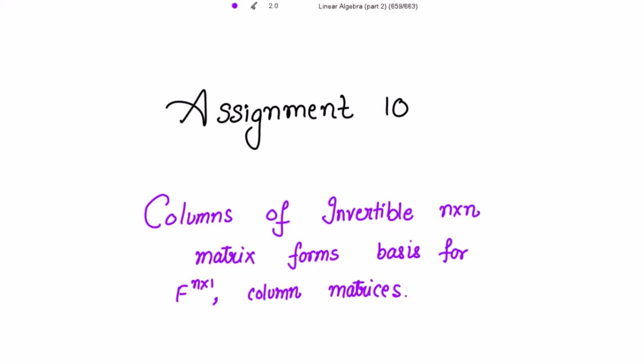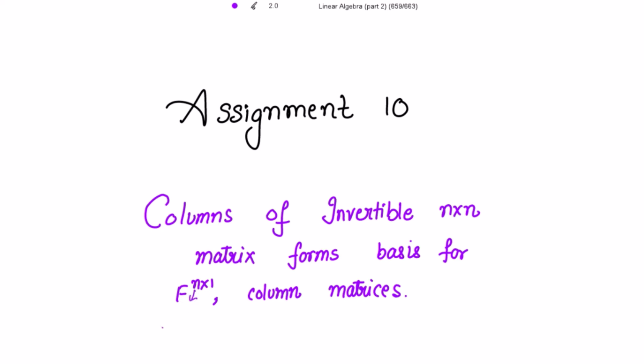Assignment 10 is very important. A new concept of invertible matrix is there for the basis of V, right? It is written that columns of an invertible n by n matrix form a basis for F^(n by 1) column matrices. If you look at this F^(n by 1), what does this mean?